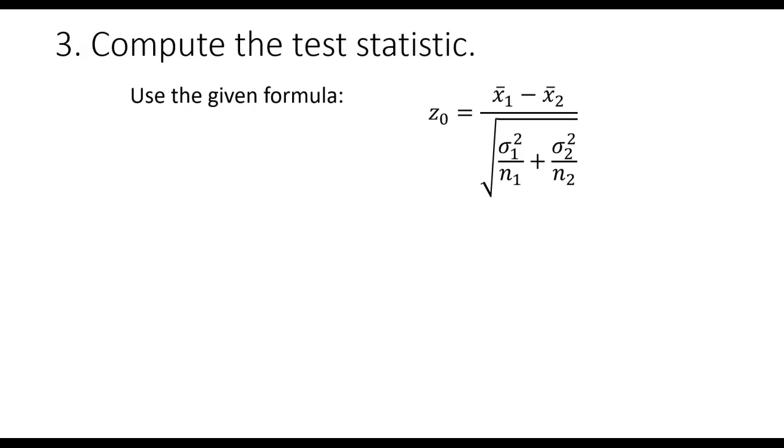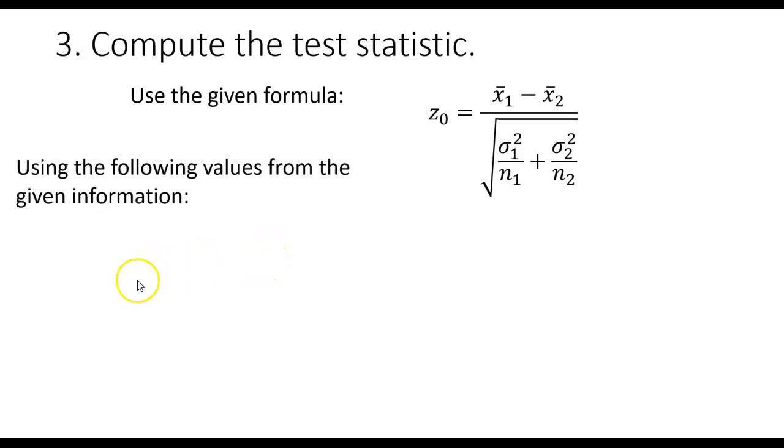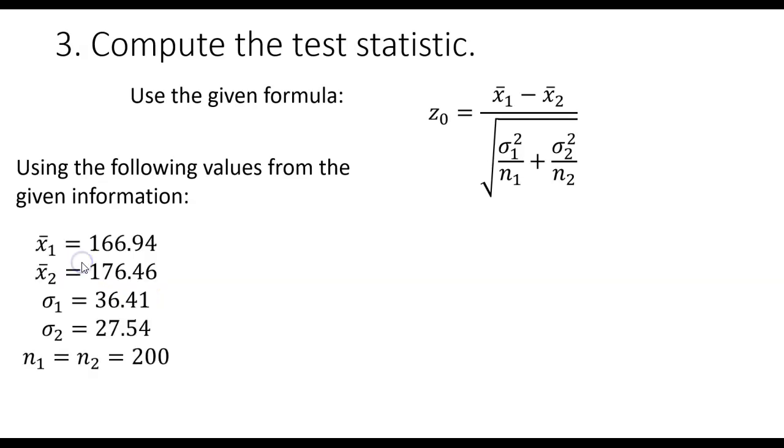So we know our formula. We then go to our information and we find our values. So as you were reading through that problem, I hope you wrote down the important pieces of information. So we notice the mean from 2015, x bar sub 1, the mean from 2018, x bar sub 2, and so on and so forth. You do notice that the two sample sizes, so n sub 1 and n sub 2, were both 200, so they're equal because they're both 200.